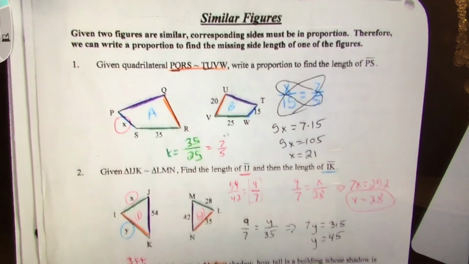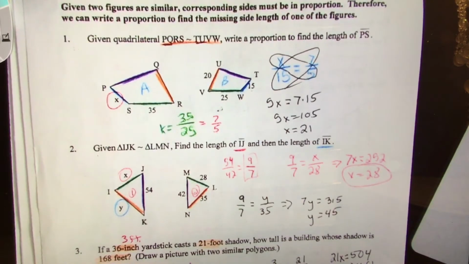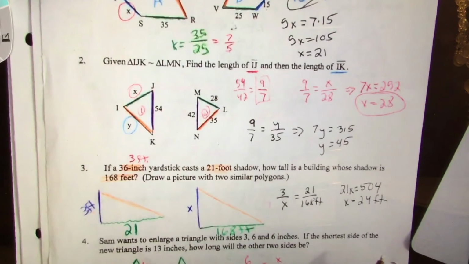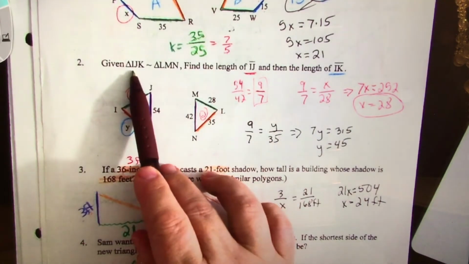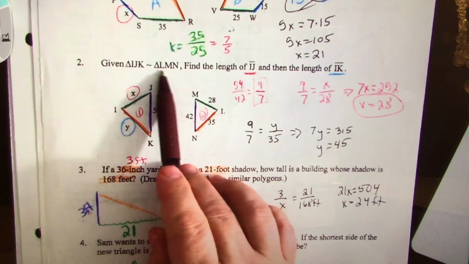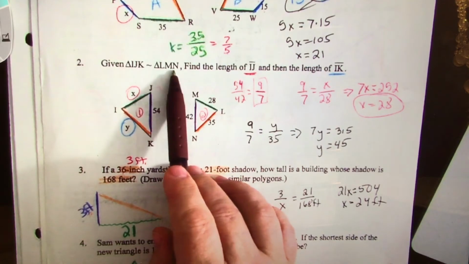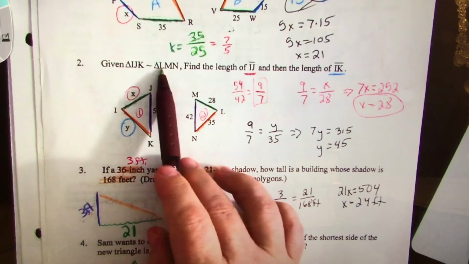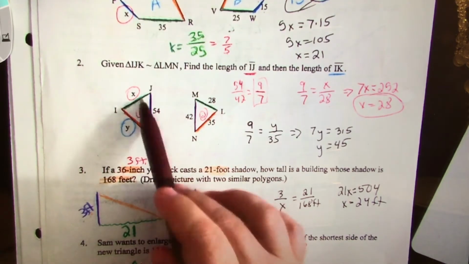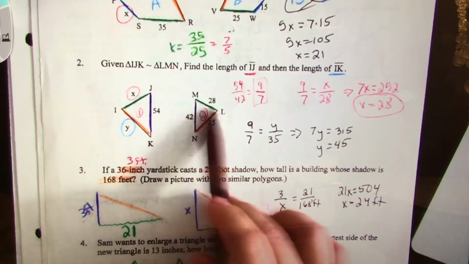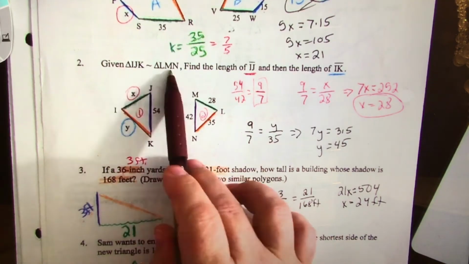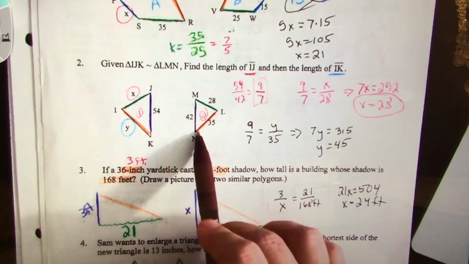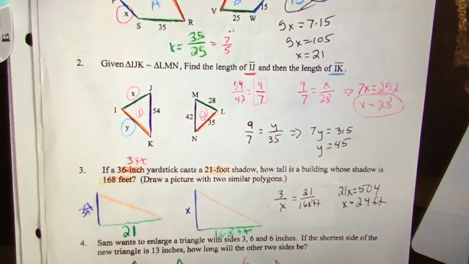Number 2, again, I used the information given to me. IJK is similar to LMN. And since it's telling me it's given that these are similar, I can look at IJ and LM. So IJ in green and LM in green. And then JK and MN. So JK, I did JK and MN in purple. And that left the orange sides.